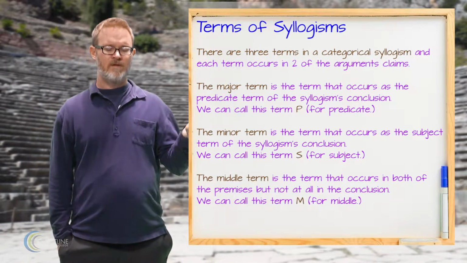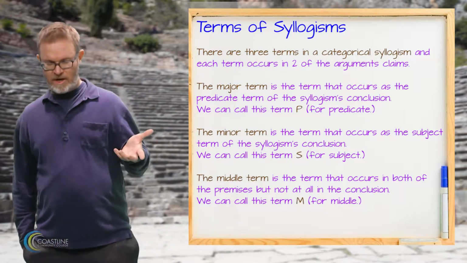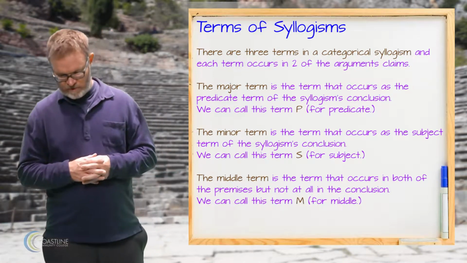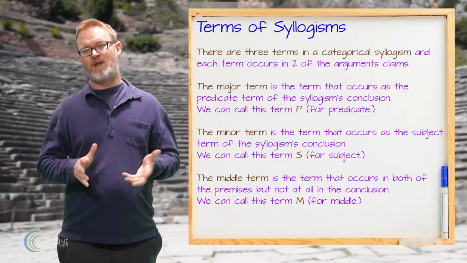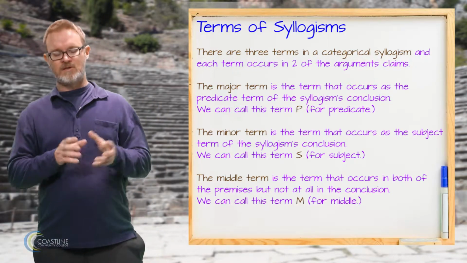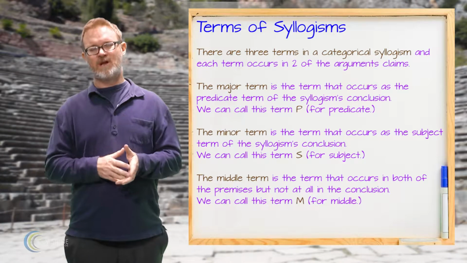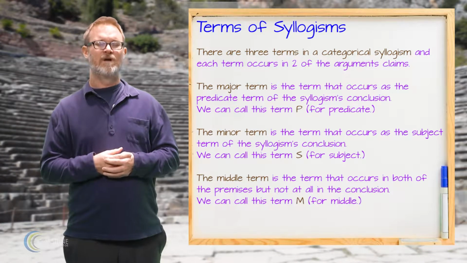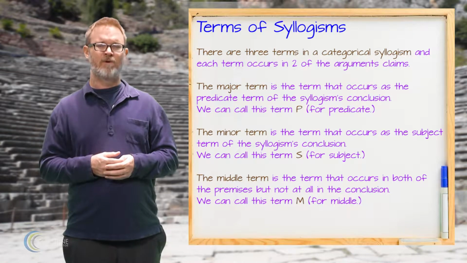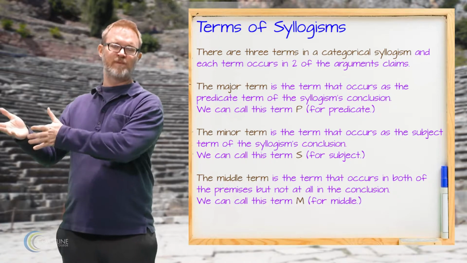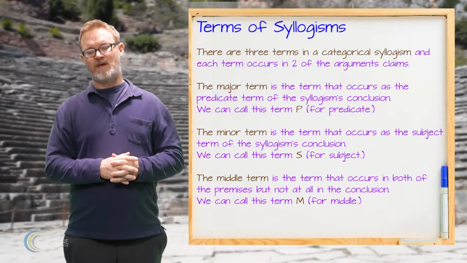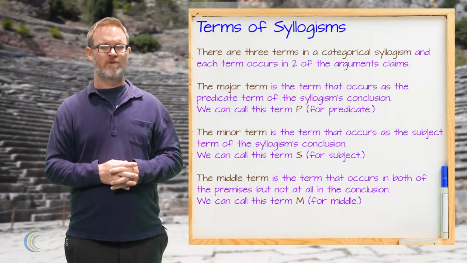Okay, so again, the categorical syllogisms have three and only three terms, okay? And these three terms will all have a specific name. The first is what we call the major term. The major term is very specifically the term, whatever term it is, that occurs as the predicate of the conclusion of the argument, right? The predicate term, remember, is the second placeholder in a standard form categorical claim. It's that second term that occurs right at the end of the claim. And so whatever occurs there in the conclusion of the argument is what we call the major term.